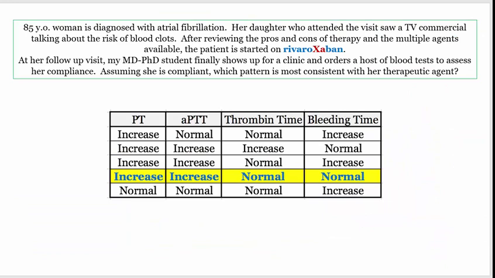So here is our answer. 10A inhibitors elevate PT and PTT without affecting thrombin time.